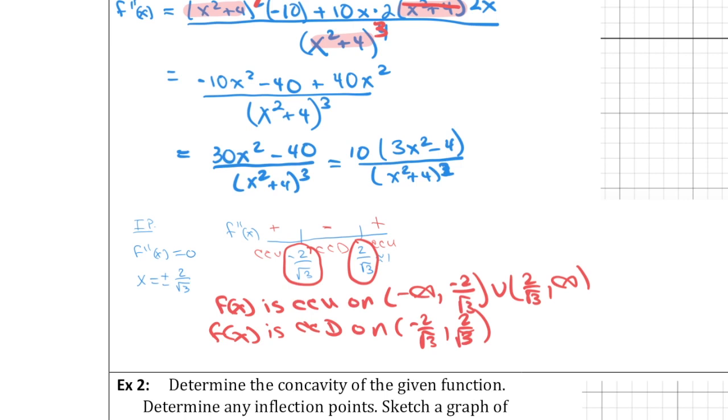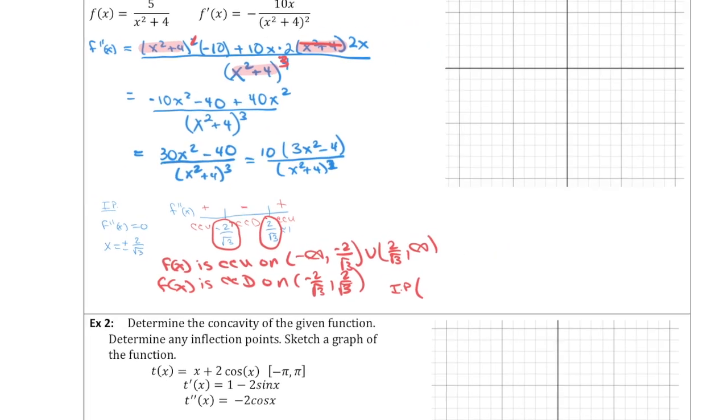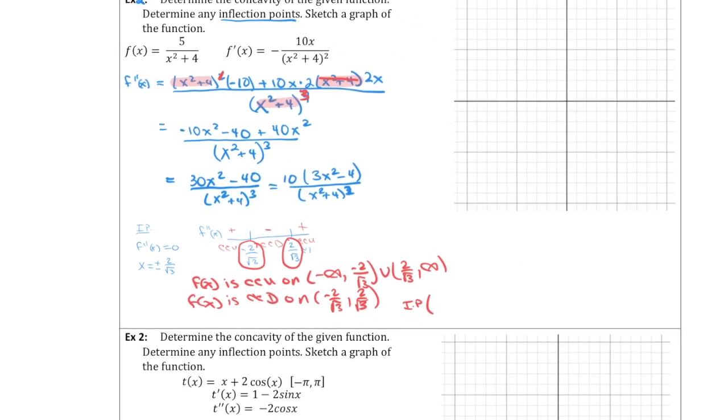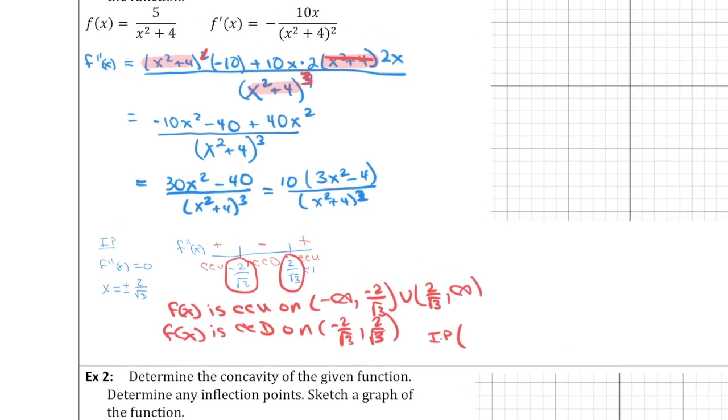So yes, we do have inflection points. And let's make a statement. We have inflection points. Now, if you cannot solve for those values, it's really okay, but I think we can for this one. Remember, we have inflection points at f of negative 2 over root 3, which equals, put this substitution, 5 over 4 over 3 plus 4.